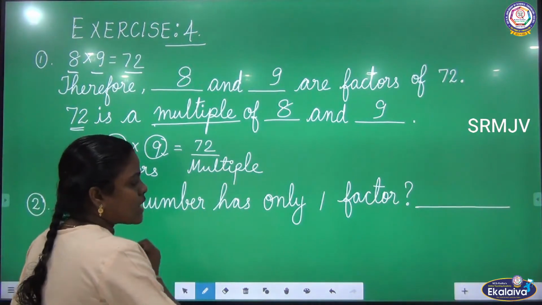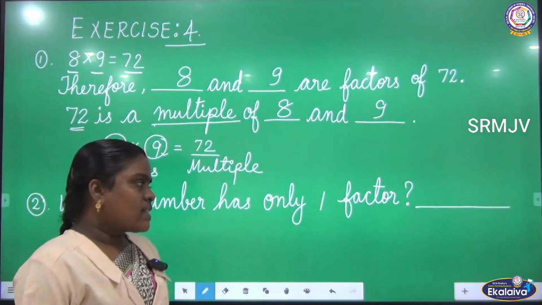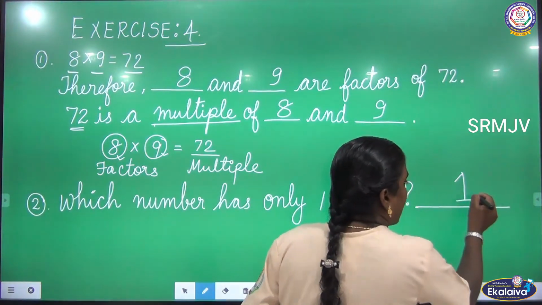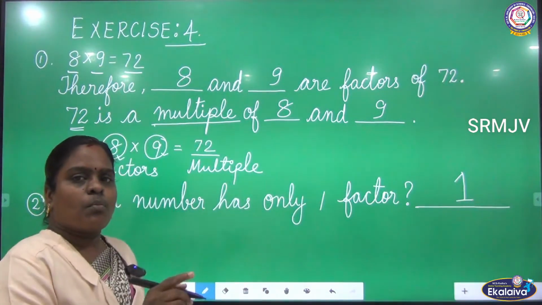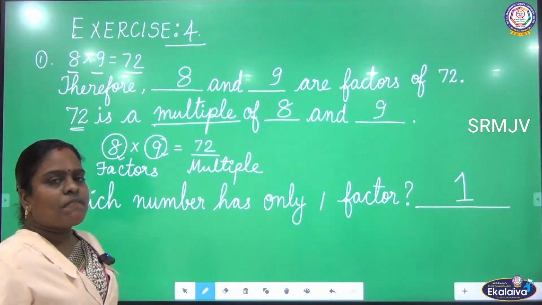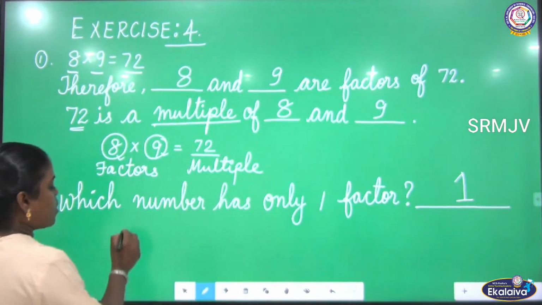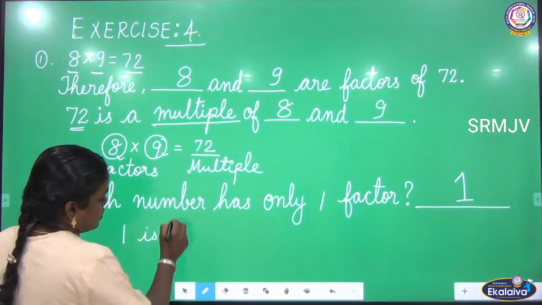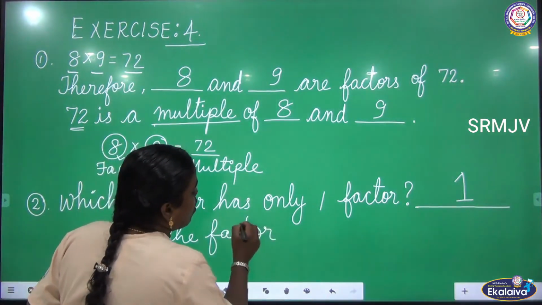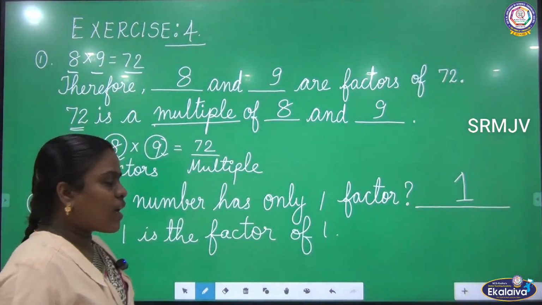Look at the next question, children. Which number has only one factor? For this question the answer is 1, because 1 doesn't have any factor except 1. So which number has only one factor? The number 1. 1 is the factor of 1. So 1 has only one factor, that is 1.